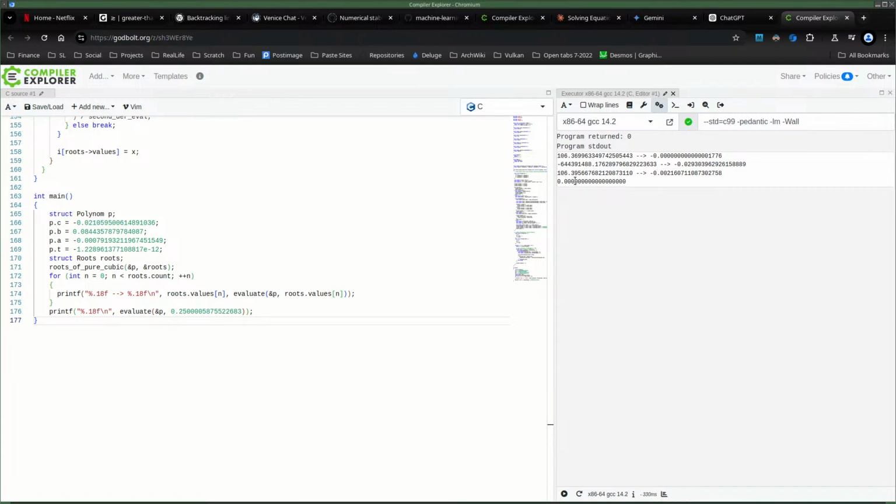Now what is the actual root? The actual root is this: 0.25000, a quarter. Really? I want my money back. Oh wait, I didn't pay for this code. So yeah.